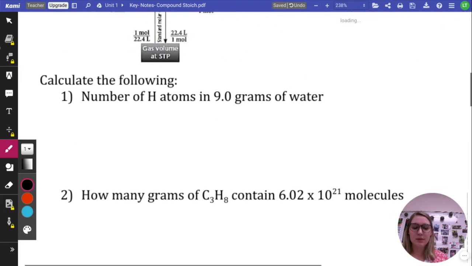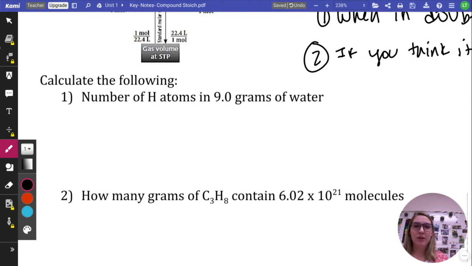So we're going to start with our first problem. This one is probably one of the harder problems that we are going to do today. I'm starting it off really complicated and then we'll do some easier problems as we go. So this says: number of hydrogen atoms in 9 grams of water. First thing I always like to do with a problem is figure out where am I going and what am I starting with. What am I looking for? It says number of hydrogen atoms. That's my end goal. And where am I starting? I'm starting with 9 grams of water.